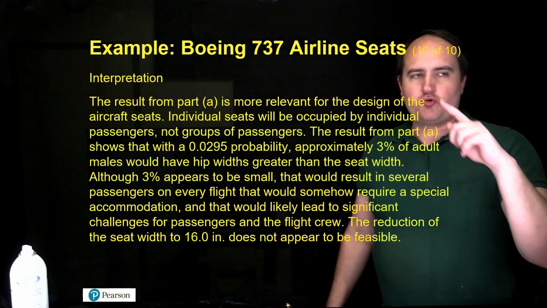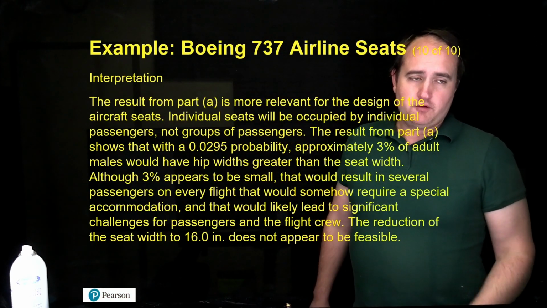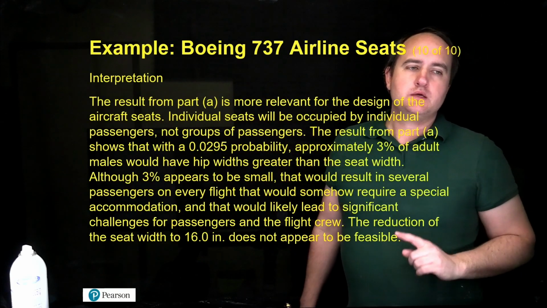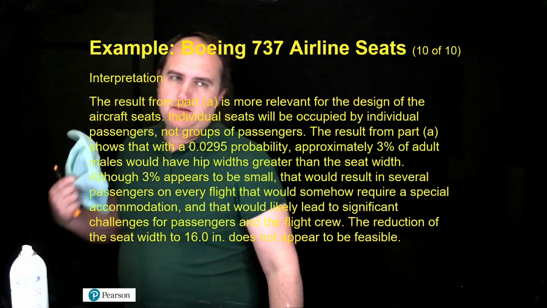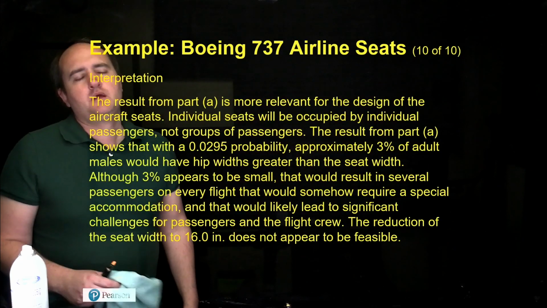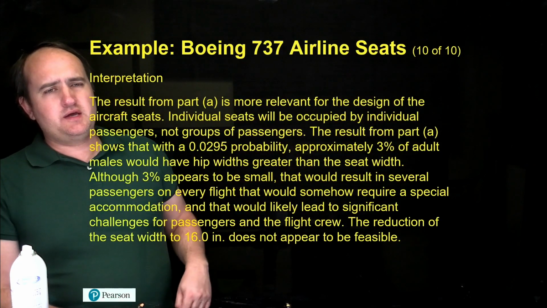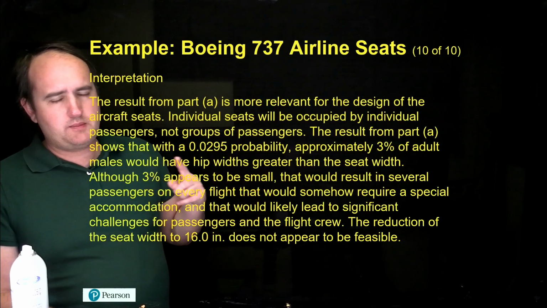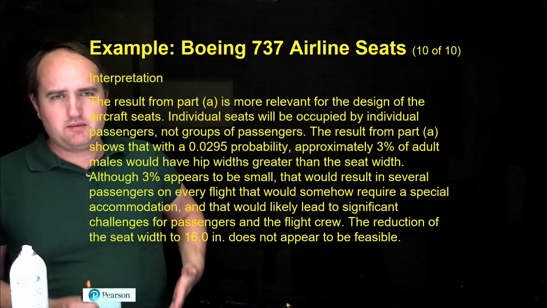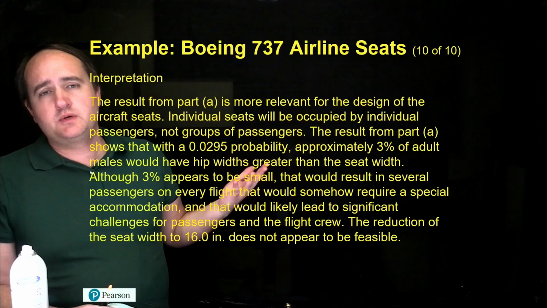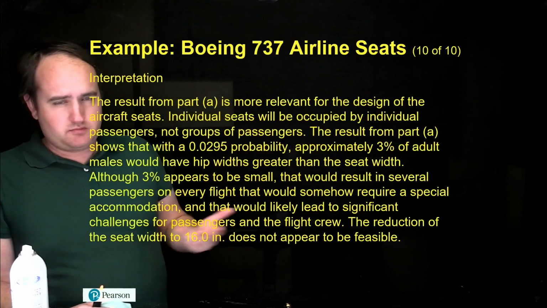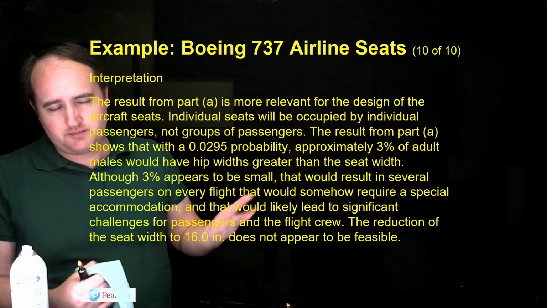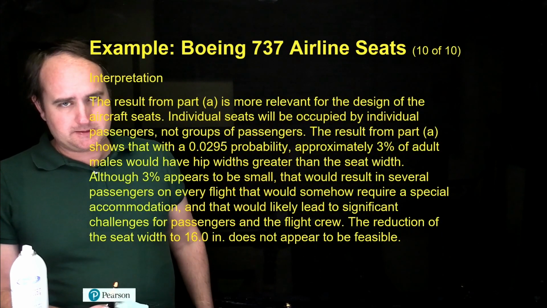So they wrote a full paragraph about this. Feasible just means useful, or doable rather. So basically they're just saying that even though it's small, 3% of the passengers wouldn't be able to fit into the seats. That would be a huge problem, because what are they going to do? They have to fly, and they can't fit in the seats because their hips are too large for the seats.